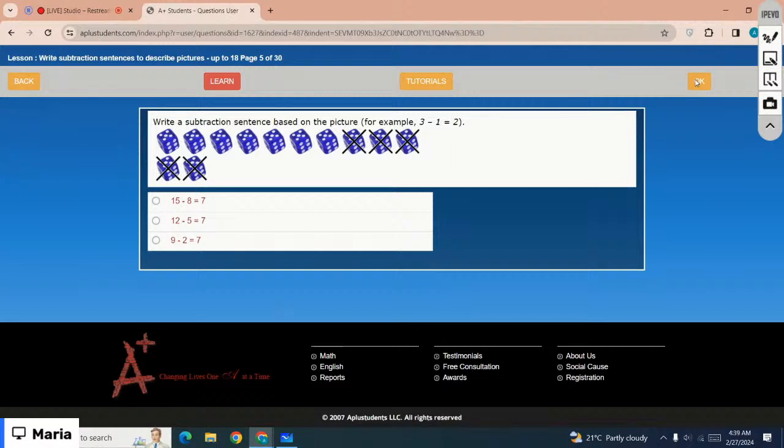Write a subtraction sentence based on the picture. So, which is the correct option? The correct option is 12. Take away 5 equals 7. The second one is the correct option, right?